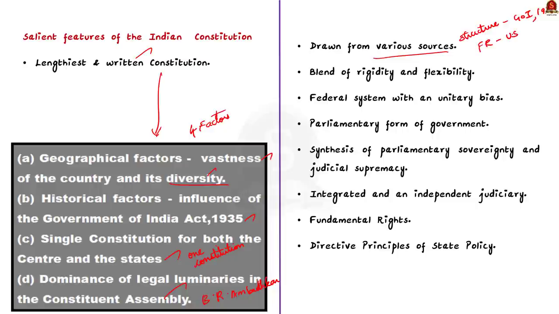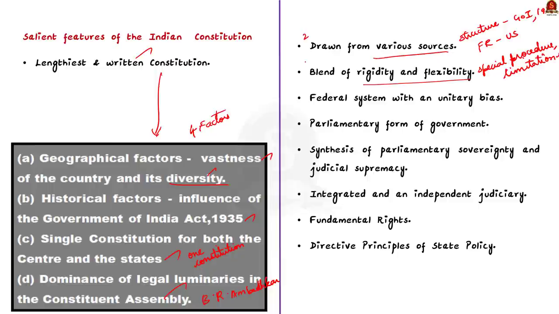Now coming to the third feature, the Indian Constitution is a blend of rigidity and flexibility. To be clear, there are special procedures to amend the Constitution. And there are some limitations as well in amending the Constitution. Thus, the Indian Constitution is a blend of rigidity and flexibility. This is about the third feature.